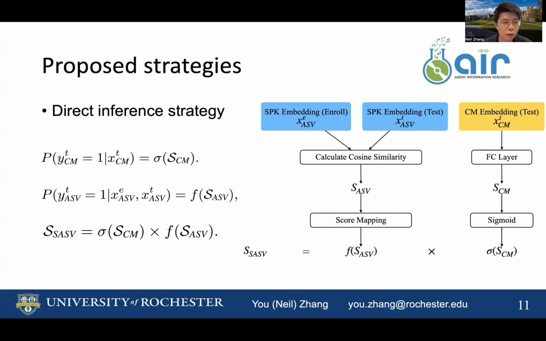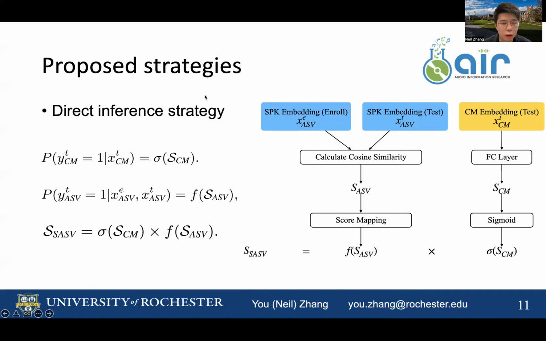So first, we use the direct inference strategy, implemented as in the right figure. Previously, the baseline method output the ASV score and the CM score, but these are different from probabilities. So in our work, we map these two scores to the range of probability. For the CM score, because it was previously pre-trained with the softmax loss, if we apply a sigmoid function, it is naturally the probability of whether it belongs to bona fide speech. For the ASV score, it is previously the cosine similarity, which is in the range of -1 to 1, so we apply score mapping to map the score to the range of 0 to 1.